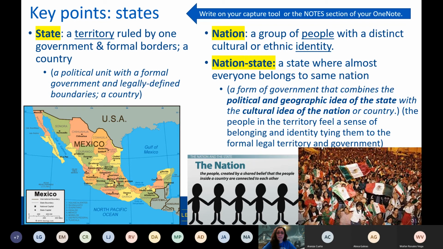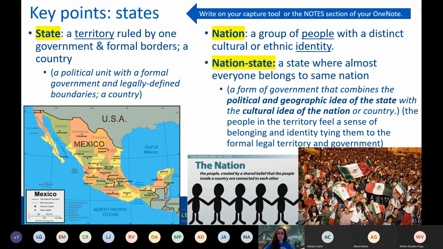A nation is different. A nation refers to a group of people with a distinct cultural or ethnic identity. So that means that a nation is more about how people feel about who they are as a people together. It doesn't necessarily involve legal borders. And I'll go through a couple examples in a minute so that you can get the difference. But a state shows up on a political map, right? A state has borders. That's what we look at on political maps. A nation, you won't necessarily see on a map.